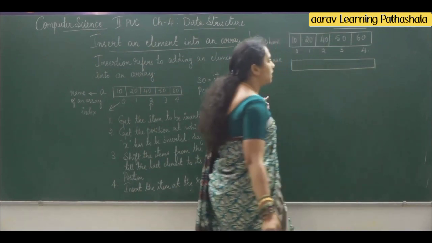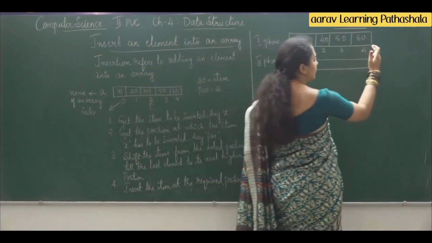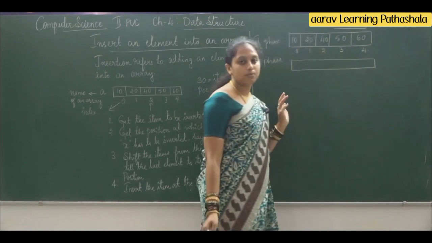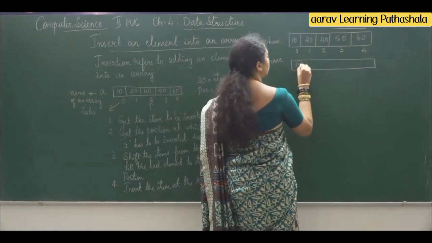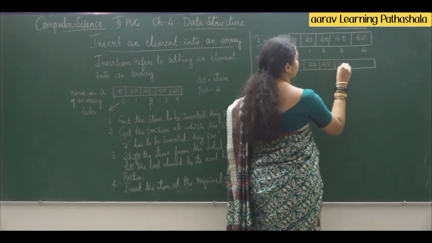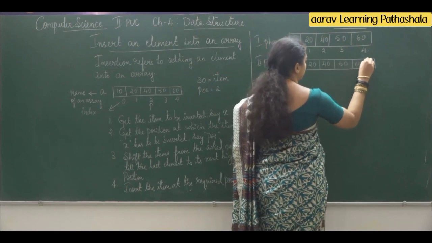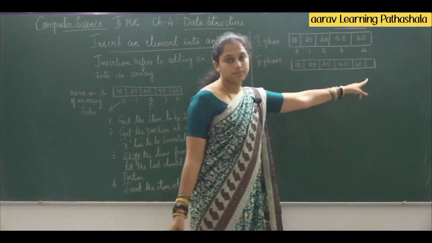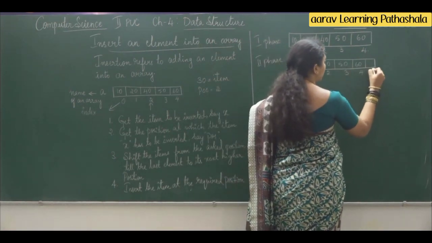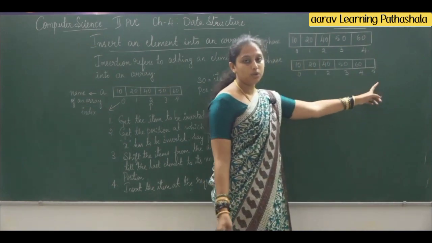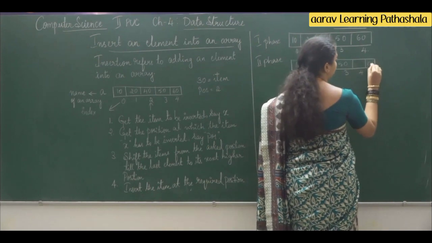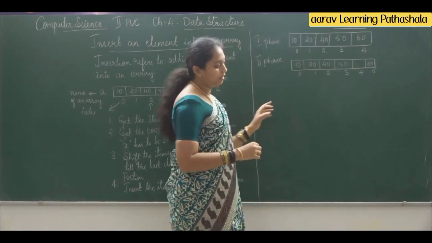So how to shift the elements? So from the last element till the asked position we have to shift to the next higher positions. 10, 20, 40, 50 and 60. So this is the next higher position to shift the elements. So I am going to shift 60 to the position 5.